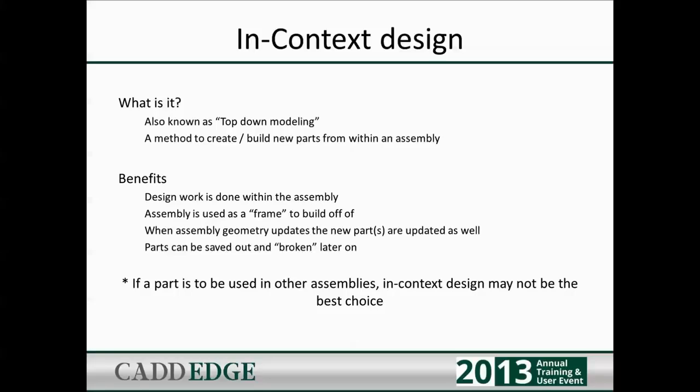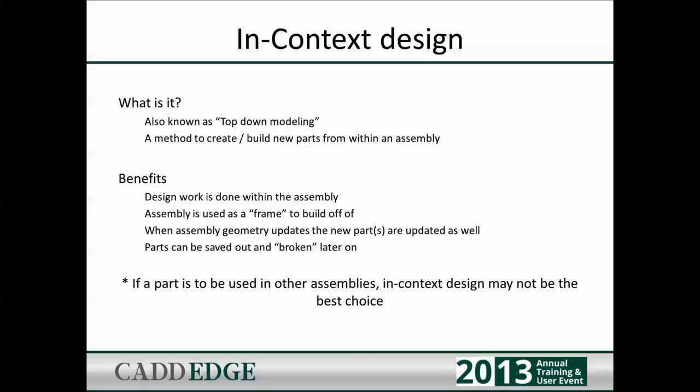So the benefit of top-down is the design work is done within the assembly. As I'm building my parts, I know they're going to fit within my assembly. I don't have to worry about, if I make this part this size, will it fit in here? What are my constraints, etc. The other good benefit is that if that geometry updates, my new parts are updated as well, depending on how they are constrained. I'll put that one little asterisk in there. And of course, the parts, if they're designed in context, can be broken out and saved later on, separate from the assembly.